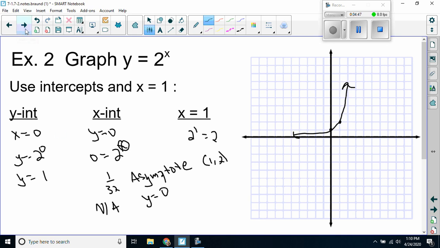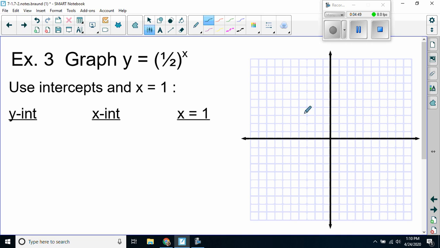All right, so this one is a decay. How do I know that? Well, I know that because my base right here is 1/2, okay? It's less than 1. So again, I can use my intercepts. I know that my y-intercept is always going to be 0, 1 because this is a parent function and I haven't shifted it. And my x-intercept I know doesn't exist because I'm going to get that asymptote at that line y equals 0. And so when I plug in 1, I'm just going to get 1/2.